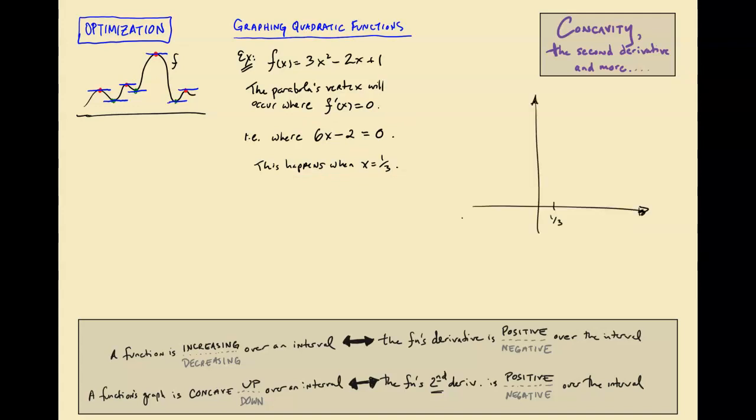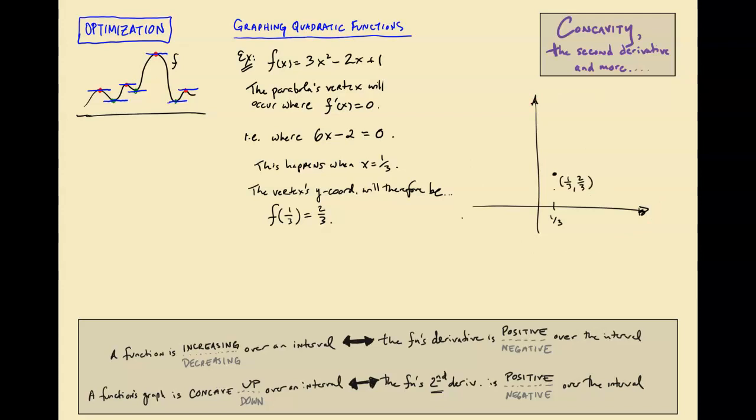We know the vertex will have an x-coordinate of 1/3, so it'll lie somewhere on that line, but where on that line? Well, the vertex's y-coordinate is easy to find. We know its x-coordinate, so all we have to do is pop that into the equation. The y-coordinate will be f of 1/3. And if you run 1/3 through that, you end up with 2/3, just as we found with our precalculus methods. So I can go ahead and put the vertex on my graph, and there it is, at 1/3, 2/3.